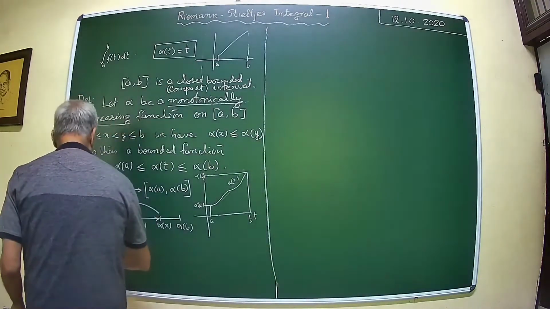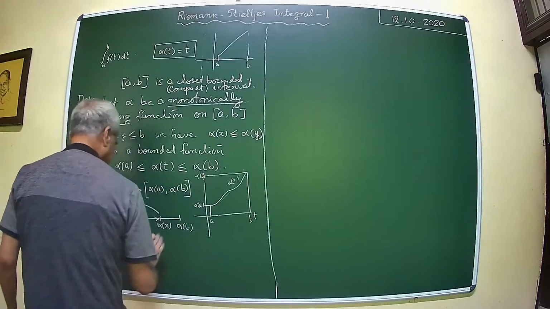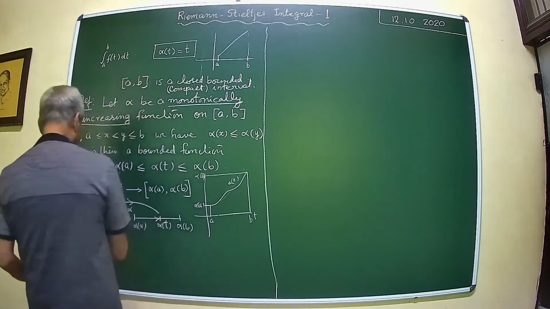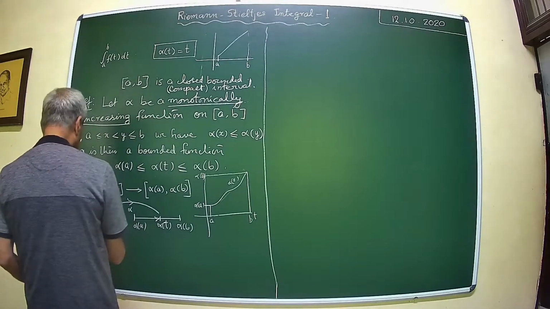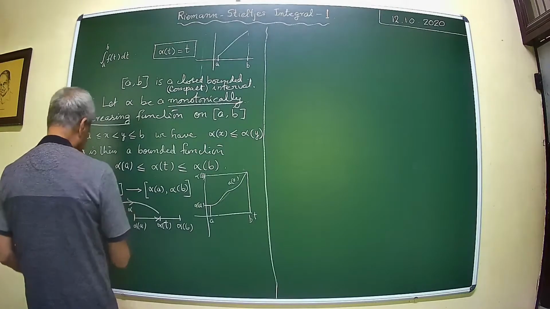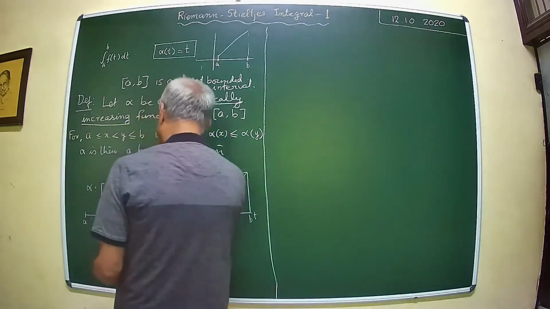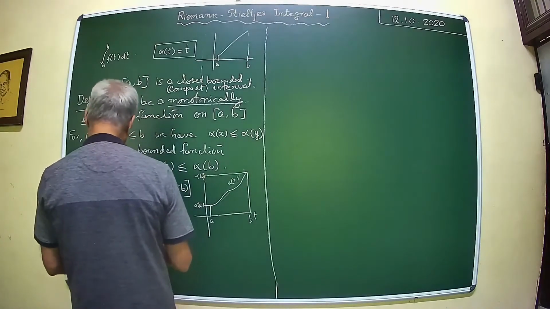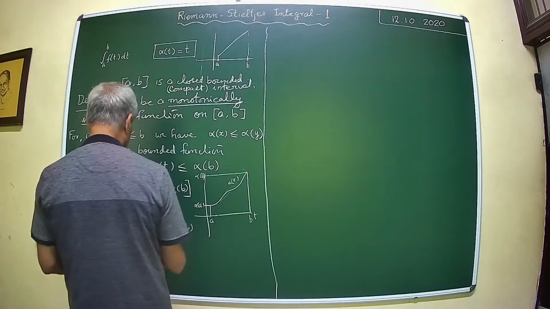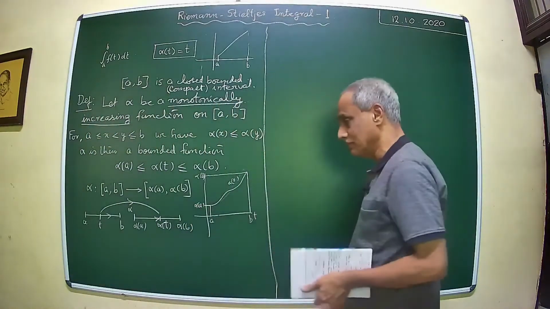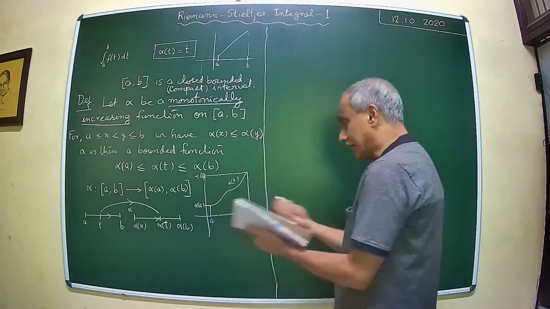Let me just use t here. So this is the time interval, and this is alpha t. So maybe it travels for a while up to t1, and then from t1 to t2, the time will be flowing, but your vehicle won't be moving at all. So it may stay at a point from t1 to t2, and then go on further and so on. So now you see, we are bringing in a variation.